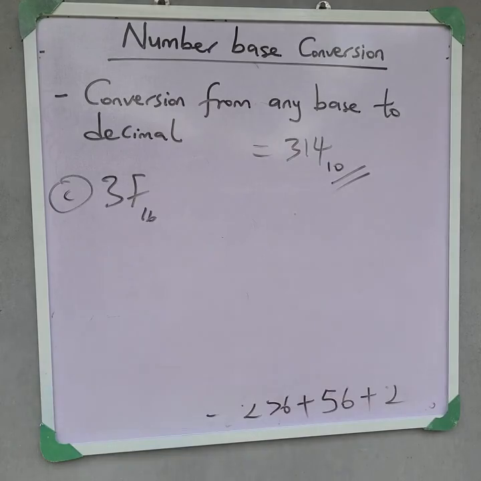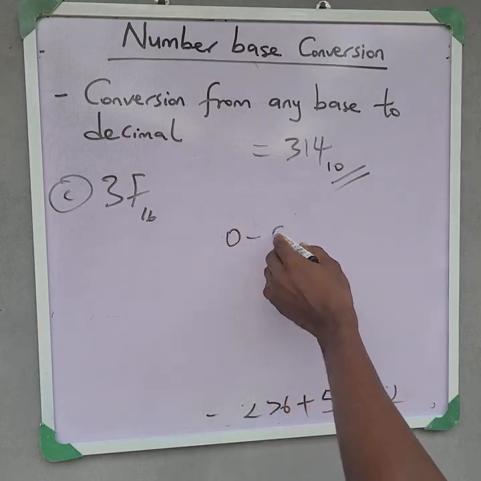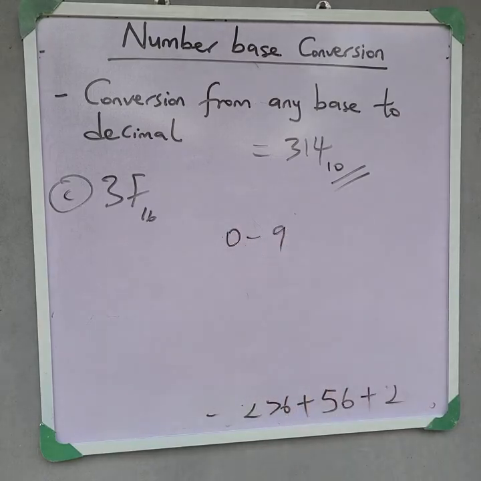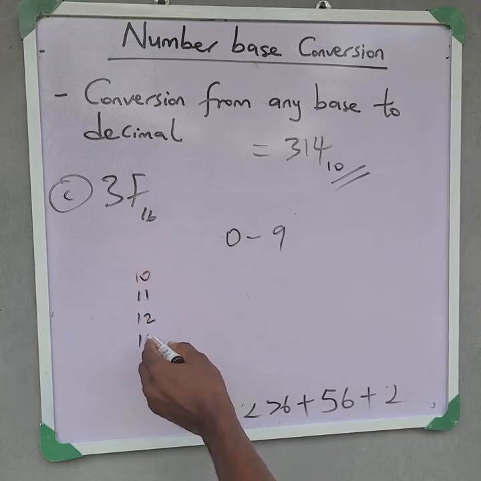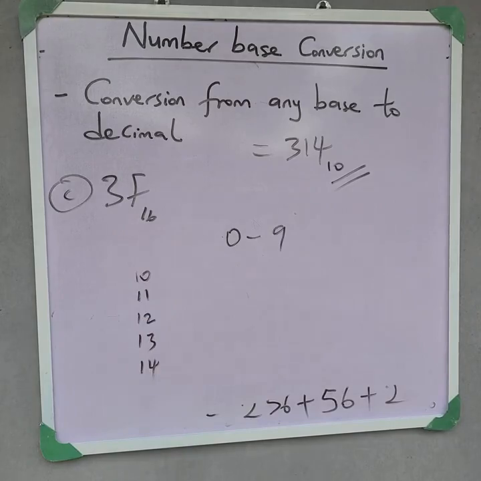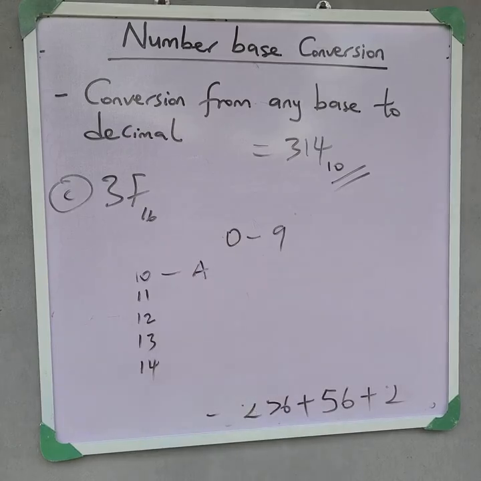We have 3f in base 16. Now look at this. When we talk about base 10, all right, base 10 is counting numbers from 0 to where? To 9. That is base 10. All right. Now when we start having numbers like 10, 11, 12, 13, 14, 10 is represented with A. This is when we are calculating in base 16 hexadecimals.